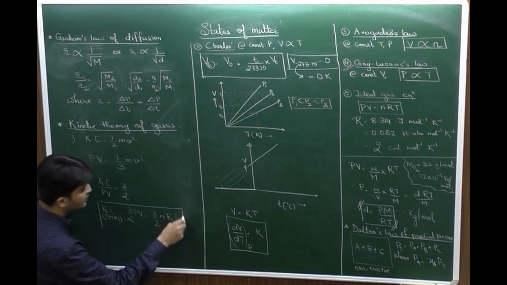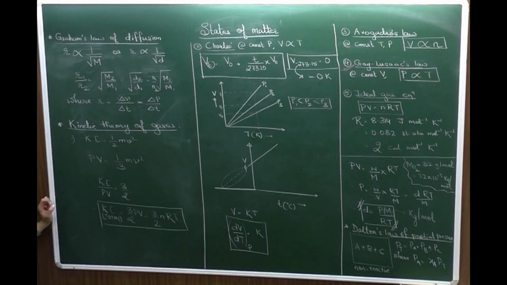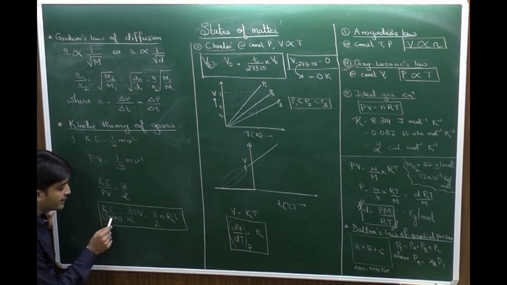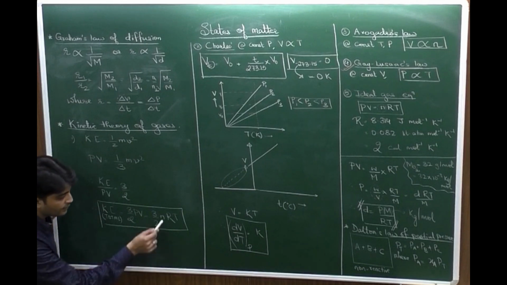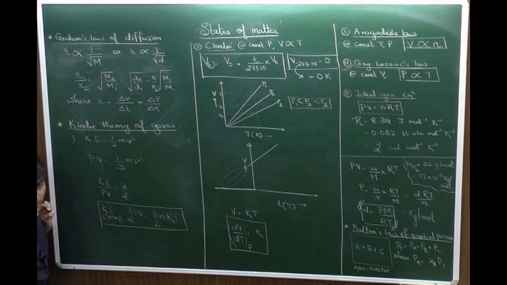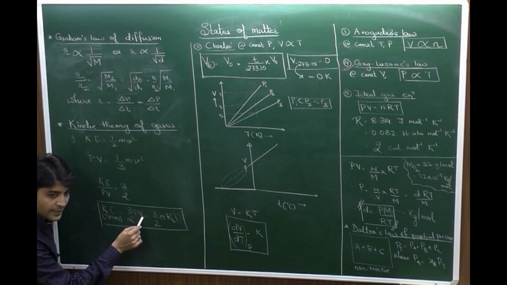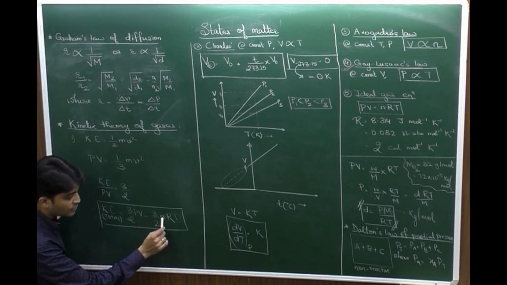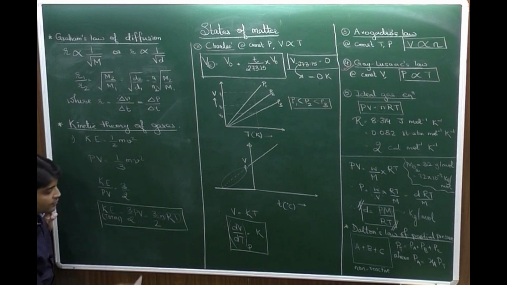So KE total is 3 by 2 PV or 3 by 2 nRT. Now it is asked: the total kinetic energy is dependent on temperature, volume, and moles. It's independent of pressure. Here it is proportional to P and V, and here it is proportional to n and T. With respect to this important expression, it's proportional to the absolute temperature in Kelvin. Never ever substitute the temperature in degrees Celsius.